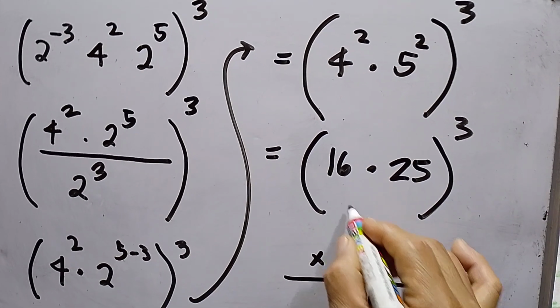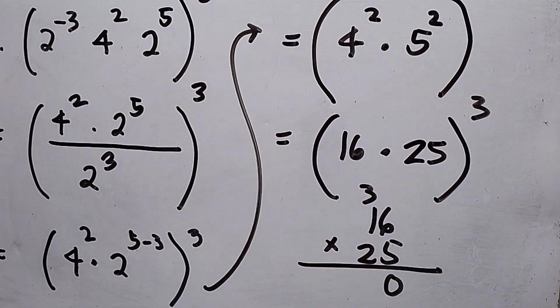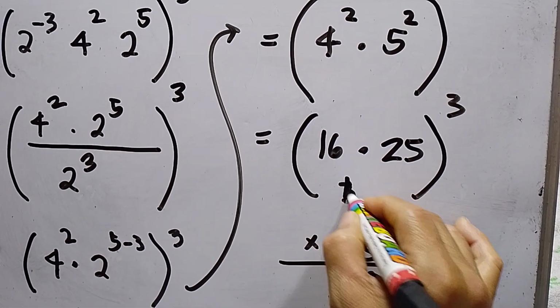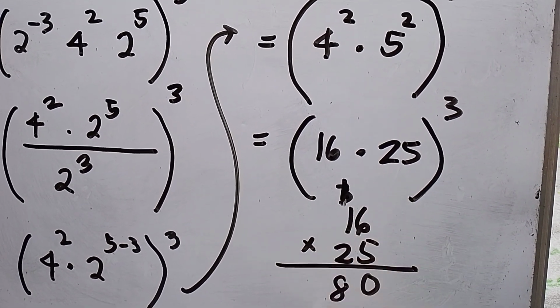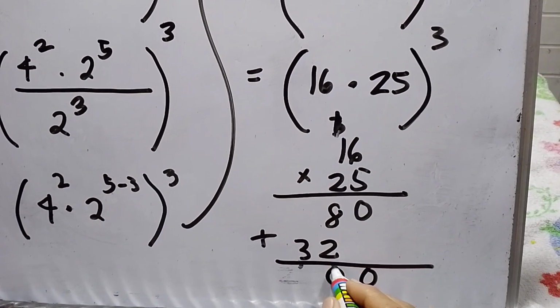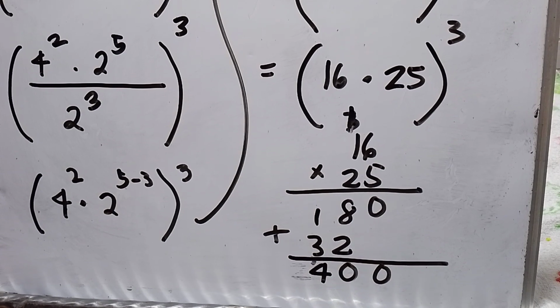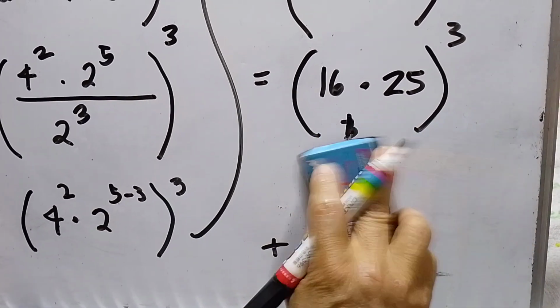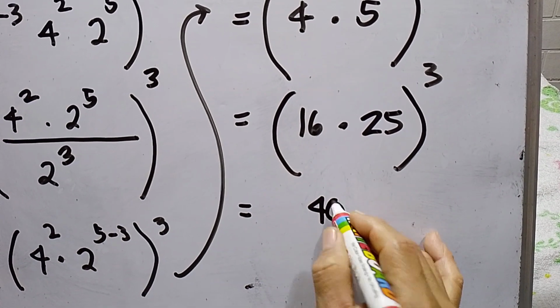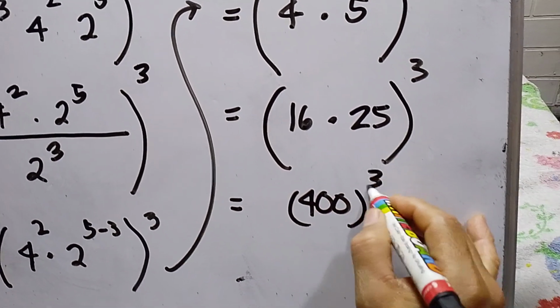So let us multiply first 16 by 25. So this is 30, carry 3. 1 times 5 is 5, plus 3 is 8. This is 12, carry 1. 1 times 2 is 2, plus 1, 3. Bring down 0, this will be 10, carry 1, 4. So this is 400, raised to the third power.